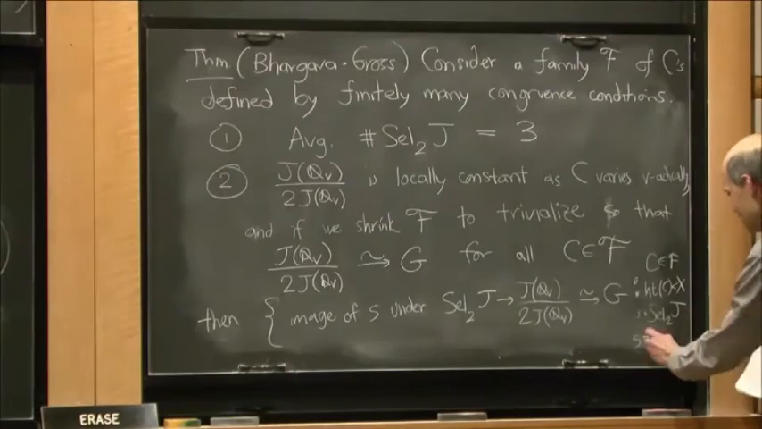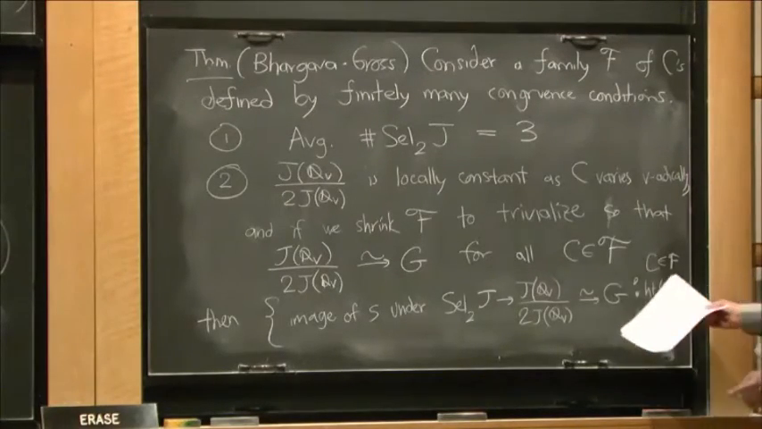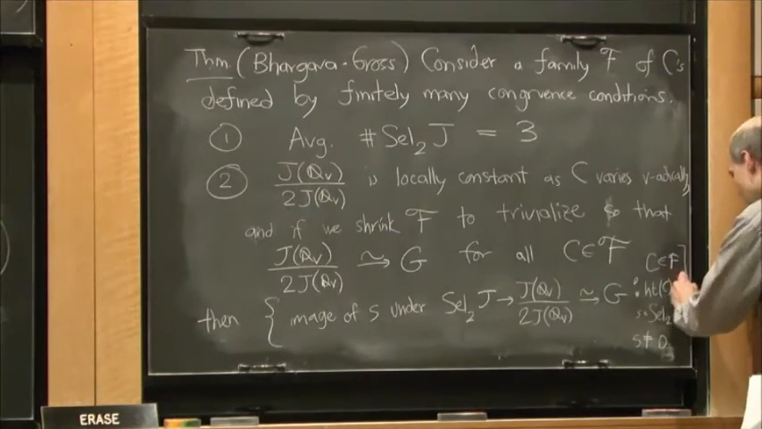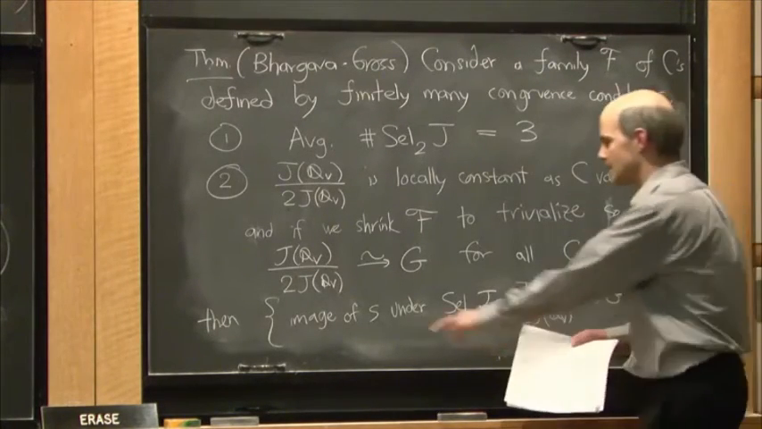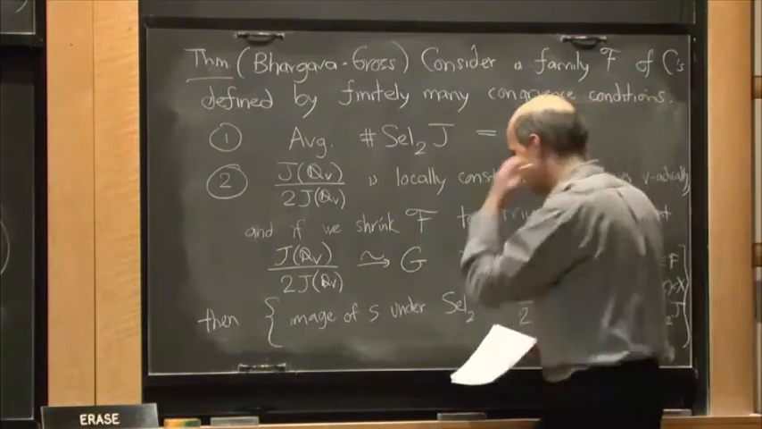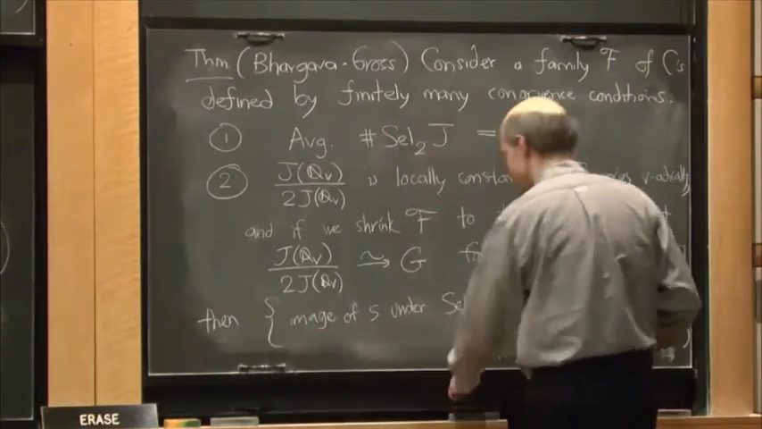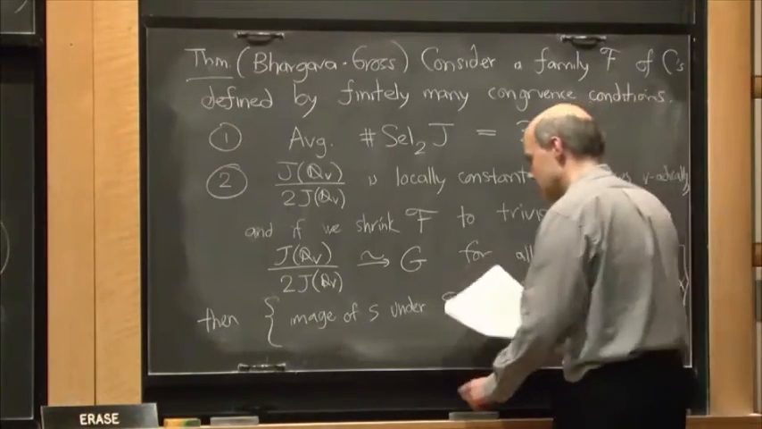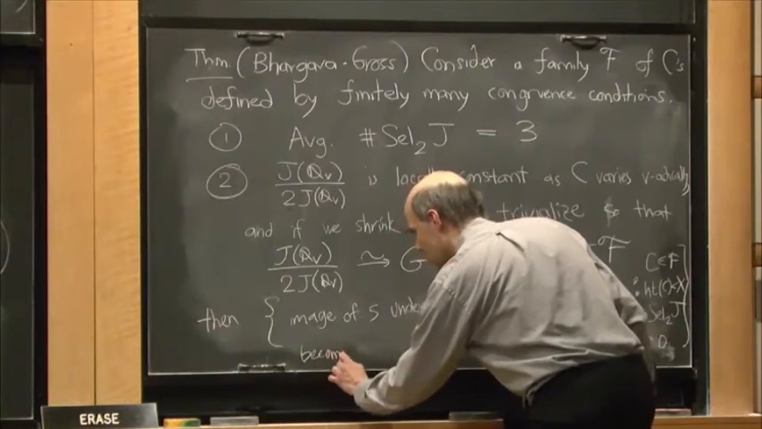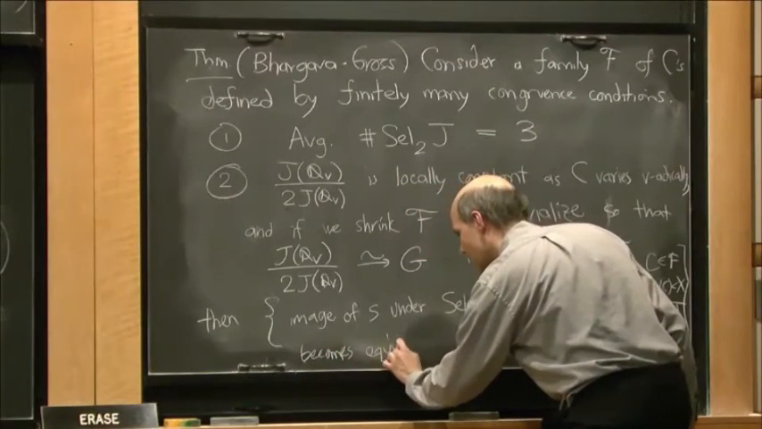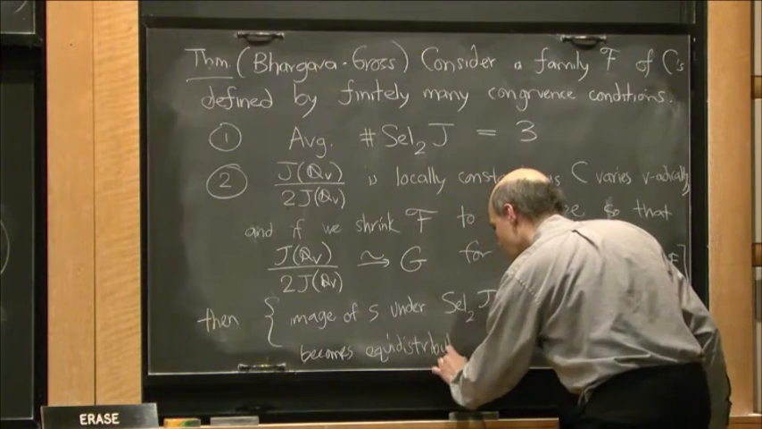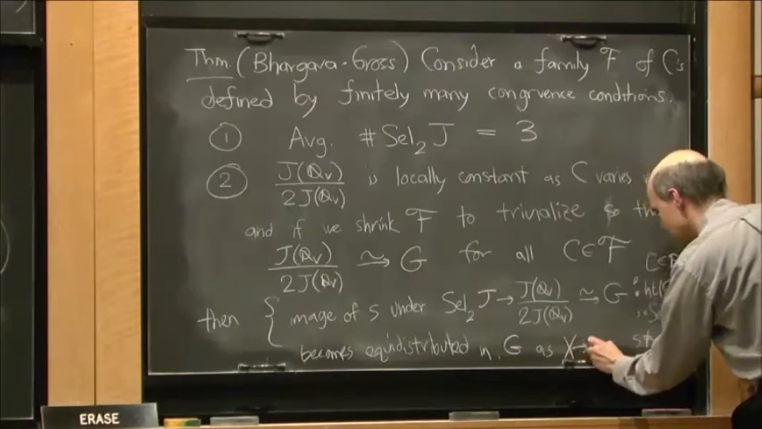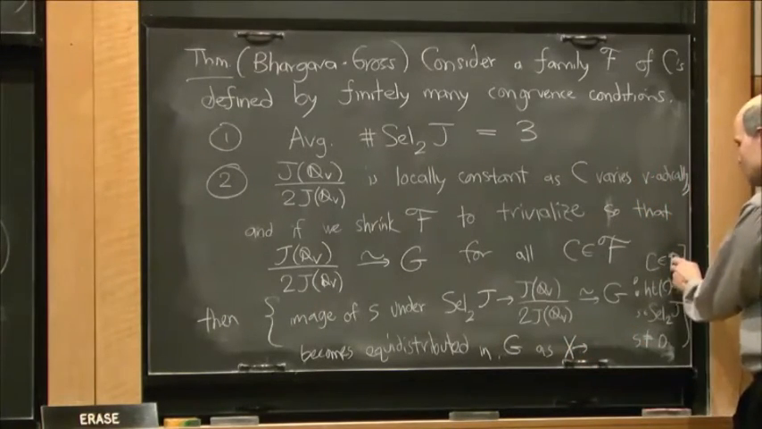But the claim is that if you look at all the other Selmer elements coming from all the curves in this family, and you map them all into G, then this is, maybe, a multiset or something. Anyway, I think you know what I mean. This multiset of elements in G becomes equidistributed in G as you increase the size of your box, to include more and more curves in this family.